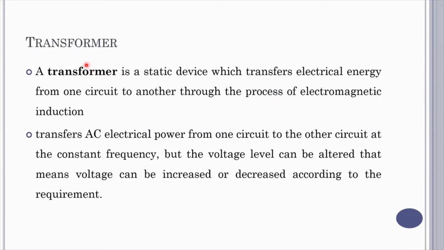Transformer, unlike other electrical machines, is a static device which transfers electrical energy from one circuit to another by the principle of electromagnetic induction. So we connect an alternating source of power to one circuit, and across the other circuit we get the same alternating source of power with constant frequency, but the voltage level could be altered when we use a transformer.